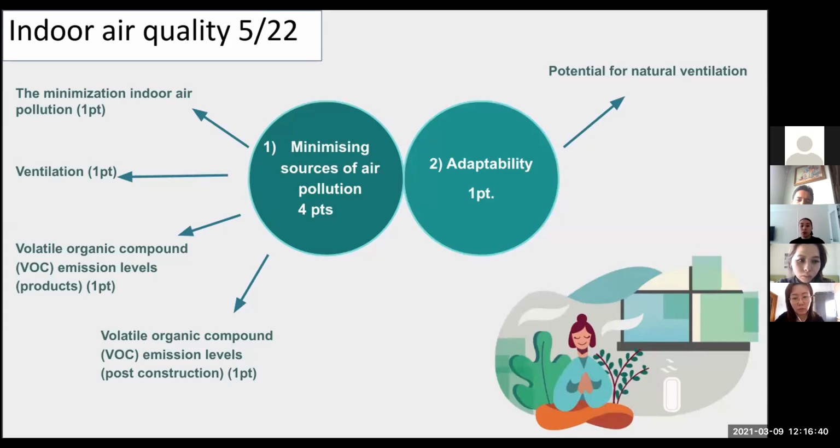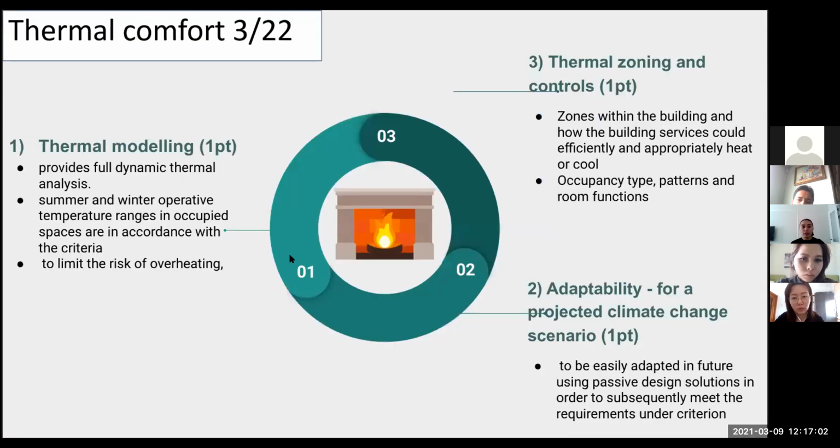The second is air quality, which is very important to encourage a healthy internal environment, through installation of appropriate ventilation and equipment. So this issue is split into two parts: minimizing sources of air pollution and adaptability. The first includes 4 points for every indicator.